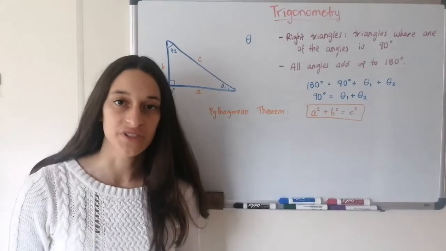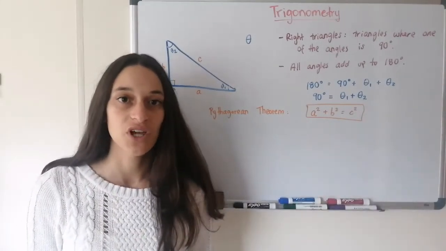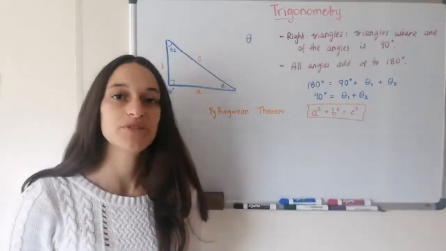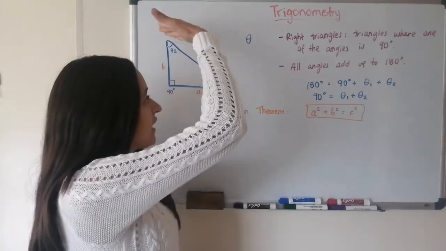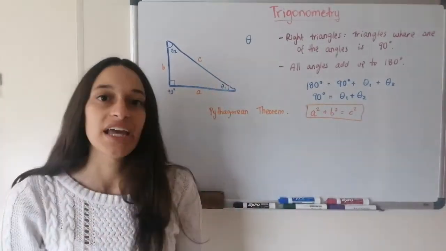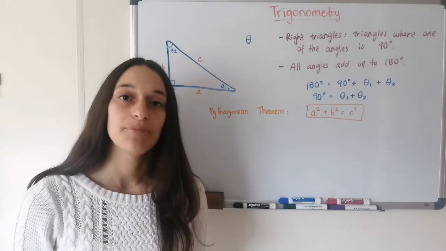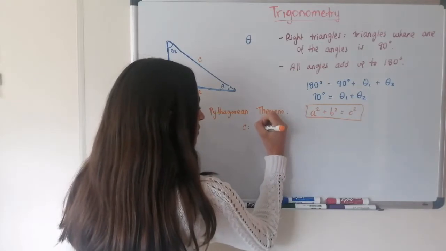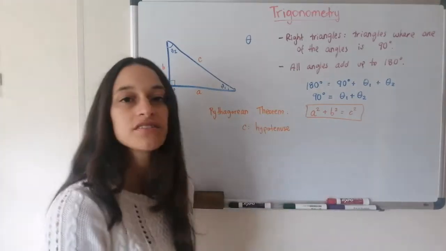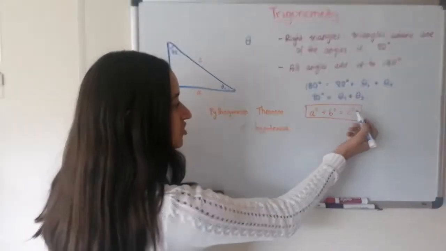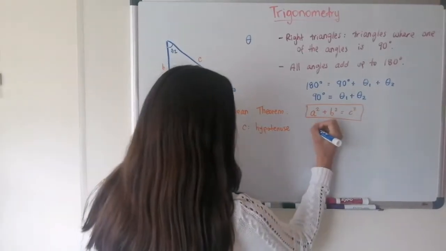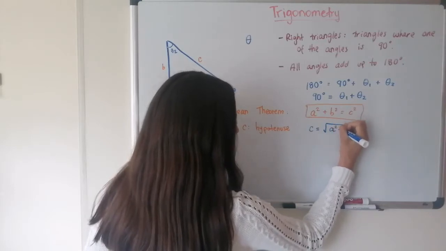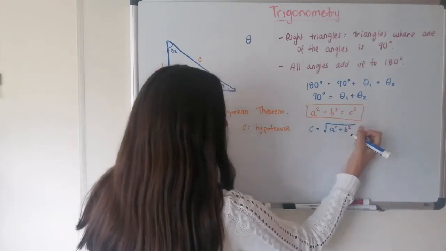So now what we're going to do today is give names to those letters. In our right triangles, you can notice that there's always one side that is the longest one, and it's opposite from the 90-degree angle. That one we're going to call the hypotenuse. So C is the hypotenuse. If you wanted to solve for the hypotenuse with this equation, you would have to take the square root on both sides, and you would know that the hypotenuse is the square root of A squared plus B squared.